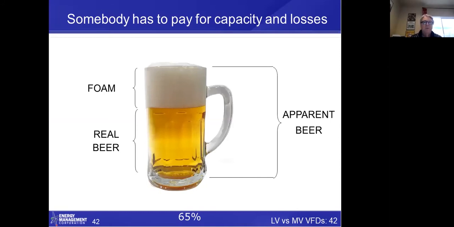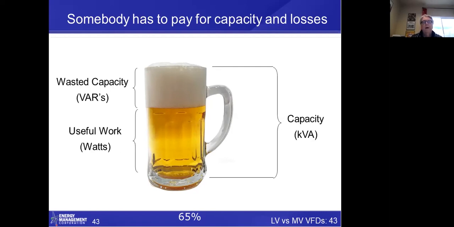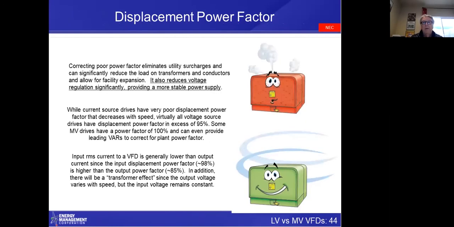This is a very common metaphor of the beer. You have beer, and then you have foam, and then you have your apparent beer. Well, power factor is the same. You've got your useful work, which is watts, your wasted capacity, which is VARs, and your kVA. So the better the power factor, the more watts you have for a given kVA. And those watts, of course, go out throughout your plant.